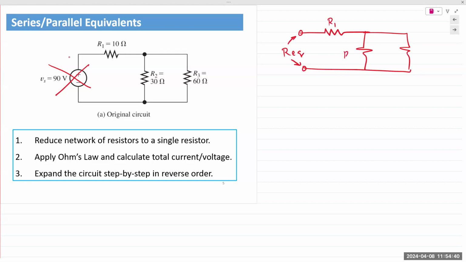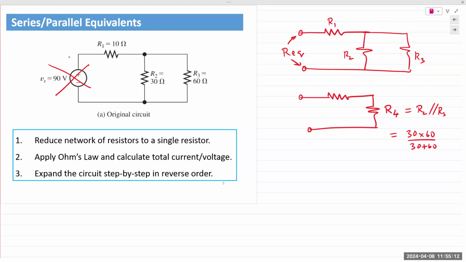This is R1, this is R2, this is R3. We start at the farthest end. What do I get? R2 and R3 are in parallel. I will call that R4. 2 resistors in parallel: the product of the 2 divided by the sum of the 2. You don't need a calculator for this.